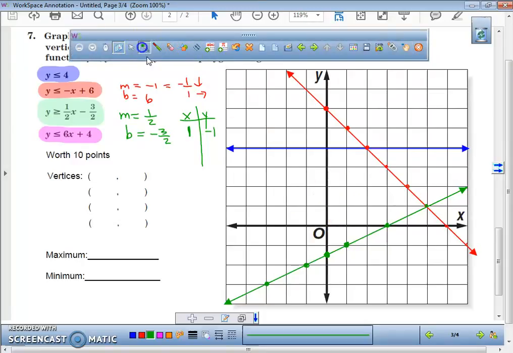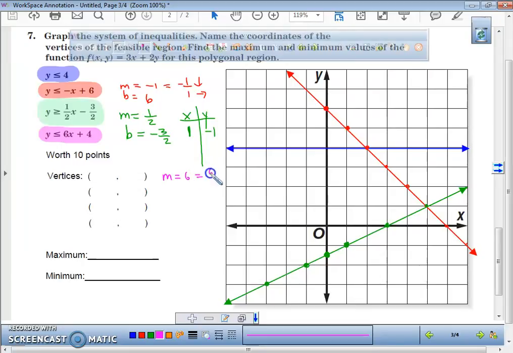And last but not least, we have the magenta line. And the magenta line, I'm going to put right over here. I have a slope of 6. It's a steep line. 6/1. I got to go up 6 units, over to the right 1 unit.